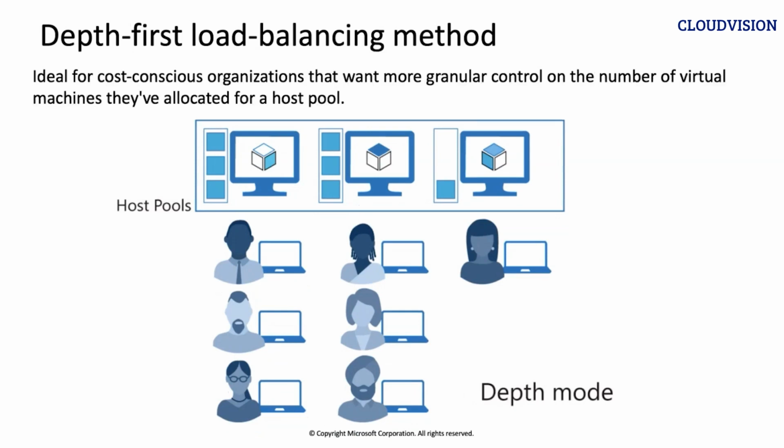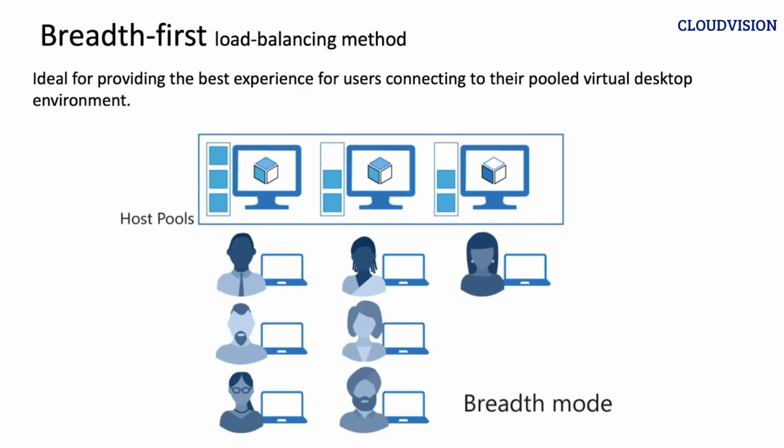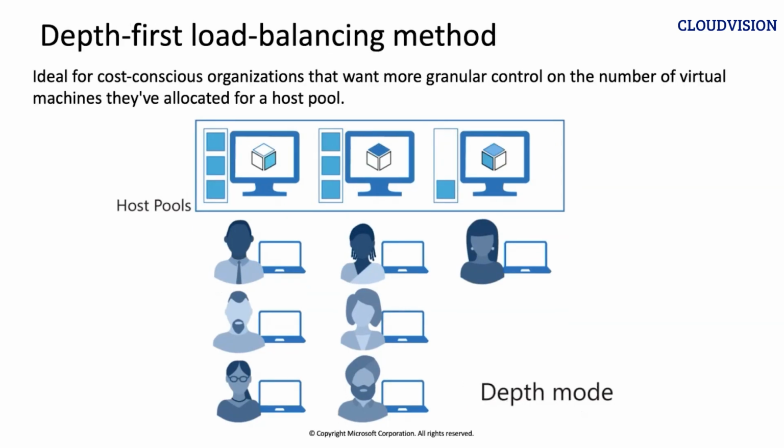Same way, if I go with the depth. So how many instances? Ideal for the cost conscious organization, the one which wants a more granular number of virtual machines allocated to the host pool at any given point of time. So if you try to compare with this one, you can distribute with the users, you can distribute with the environments, and here itself you can distribute based on the hosts, the depth mode in which you consume, reach, and move to the next one.